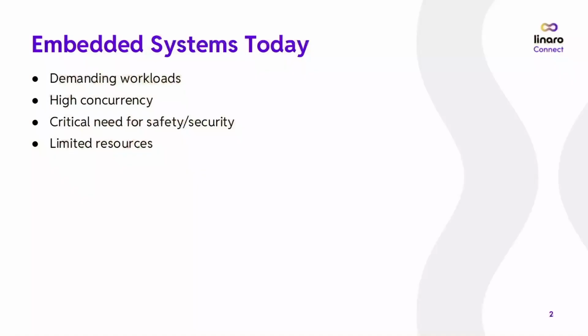So where are embedded systems at today? We have demanding workloads, lots of CPU time, high concurrency, critical needs for safety, security, limited resources. This is very bullet point, almost like somebody used AI to write these points.